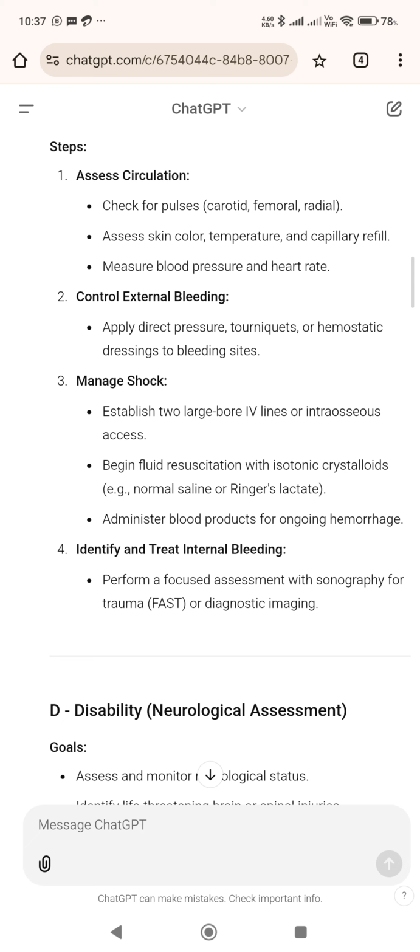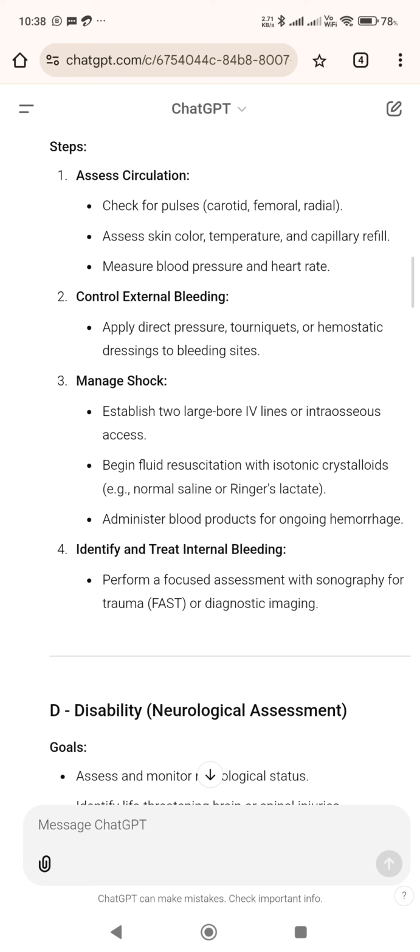3. Manage shock. Establish 2 large-bore IV lines or intraosseous access. Begin fluid resuscitation with isotonic crystalloids, e.g., normal saline or Ringer's lactate. Administer blood products for ongoing hemorrhage. 4. Identify and treat internal bleeding. Perform a focused assessment with sonography for trauma, FAST, or diagnostic imaging.